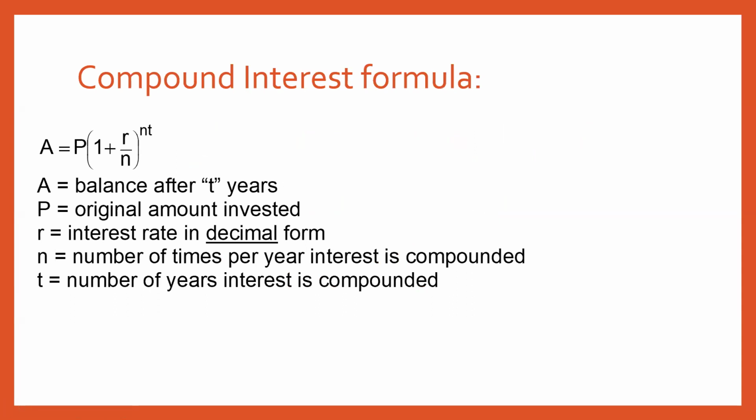Our compound interest formula has a lot of variables in it. We have 5 variables. A is your balance after the time has passed. P is your original amount invested, your original starting value. R is your interest rate in decimal form. N is your number of times per year interest is compounded. And T is the number of years interest is compounded. Okay. The key thing here is that it's in terms of years.